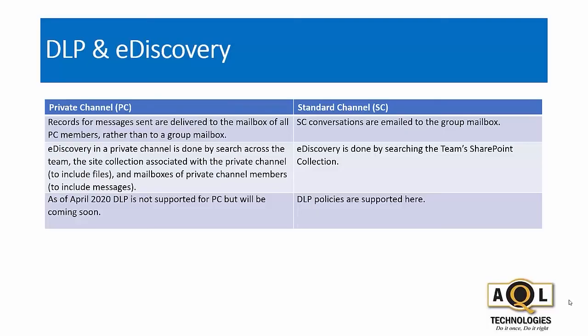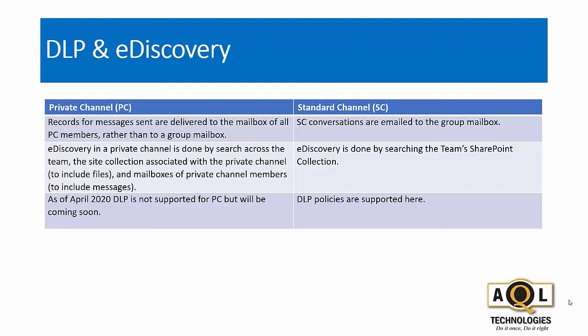Let's take a look at the differences when it comes to DLP and eDiscovery. One of the major differences is that records for messages sent are delivered to the mailboxes of all the private channel members rather than to a group mailbox. Whereas for a standard channel, conversations are emailed to the group mailbox. This is one of the major differences.